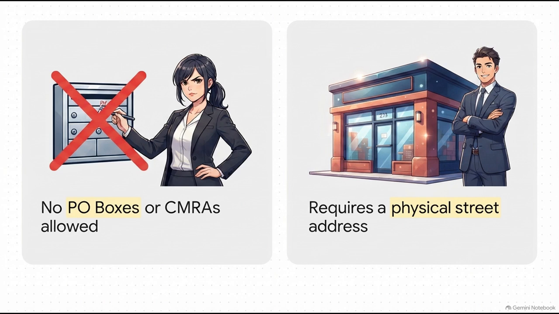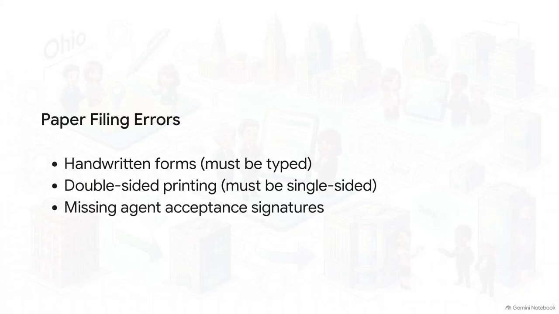If you try to slide a P.O. box or a CMRA onto that form, it'll get rejected instantly. Now, if you're kicking it old school and mailing in a physical paper form instead of doing it online, you've got to watch out for a few major landmines. The state registry is incredibly strict about this.